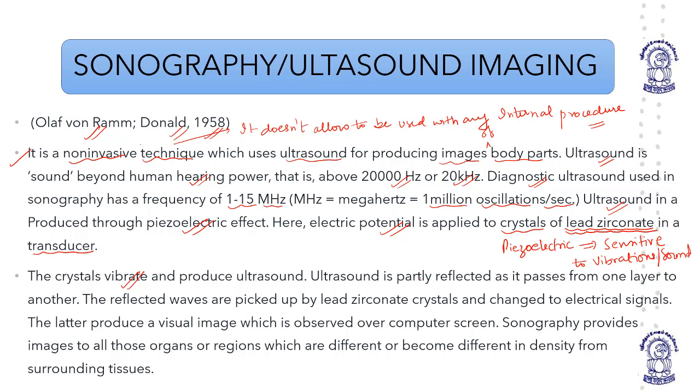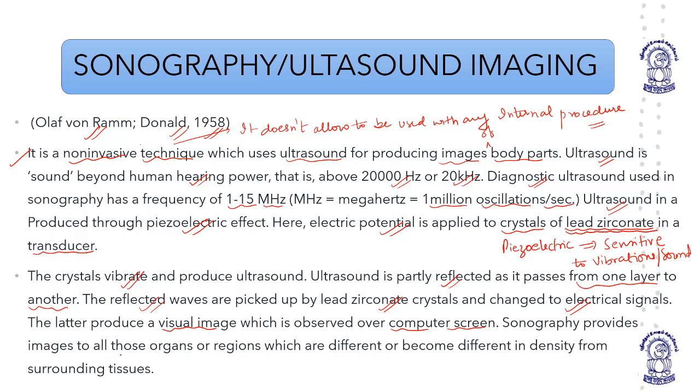The ultrasound is partially reflected as it passes from one layer to the other. The reflected waves are picked up by lead zirconate crystals and changed to electrical signals. They later produce a visual image, which is observed on a computer screen.